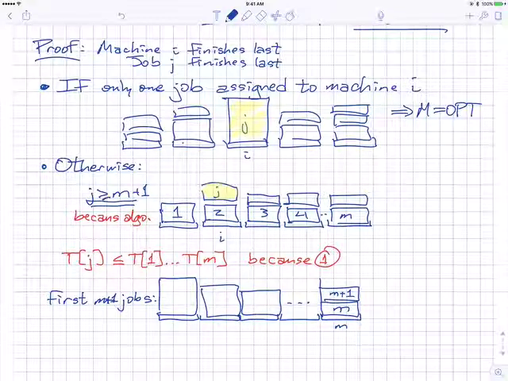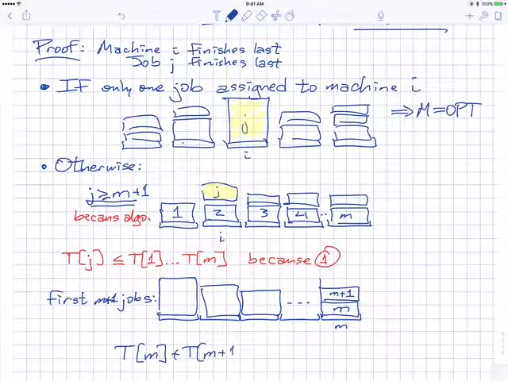Now, what can we say about T of M plus T of M plus 1? This is the makespan so far.